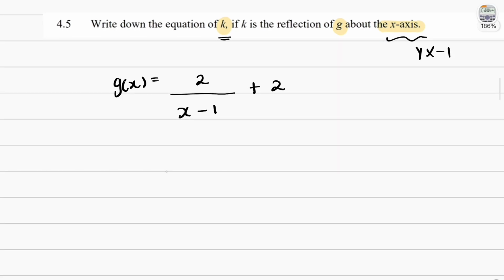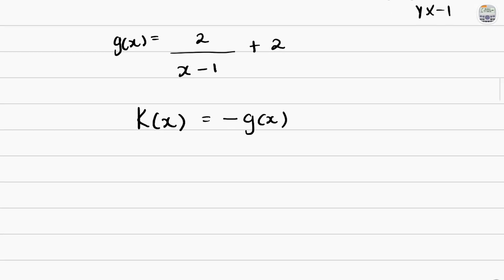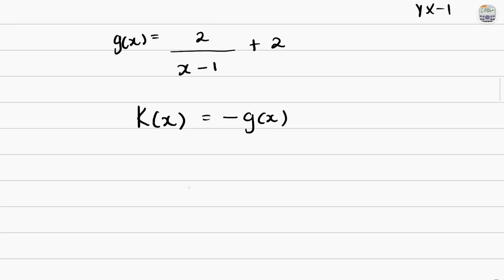So this is the graph of g. We know that k of x will be found by making the y values of g negative. Now you see how g of x stands for y. y is equal to 2 over this, right? So we're going to say it's now going to be negative g of x because we're making all the y values of g negative. And you just have to apply this into this equation.